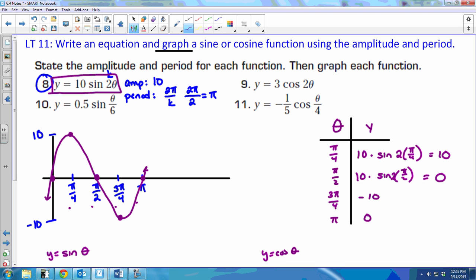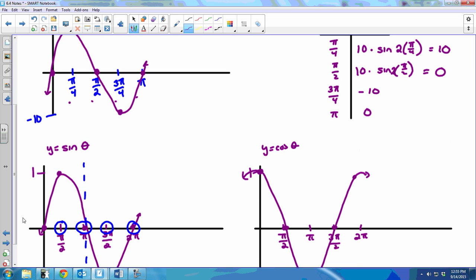So if you look at our graph of just y equals sine theta, again, they should look identical, right? The shape is the same. We've just changed the scale, right? Instead of going from 0 to 2 pi, we're going from 0 to pi, right? But this general shape is the same. So that was the long way.